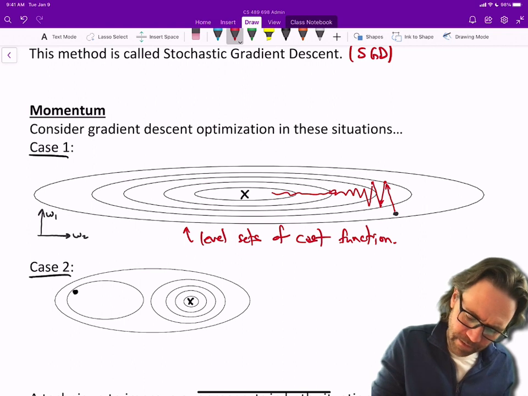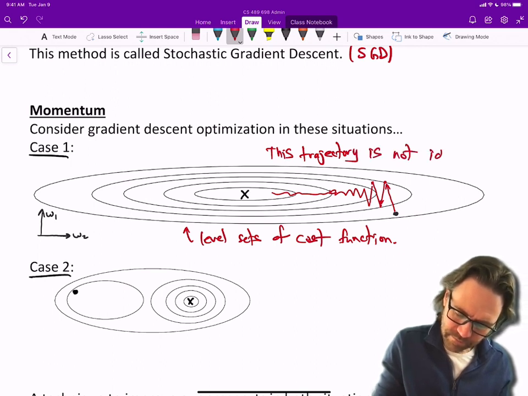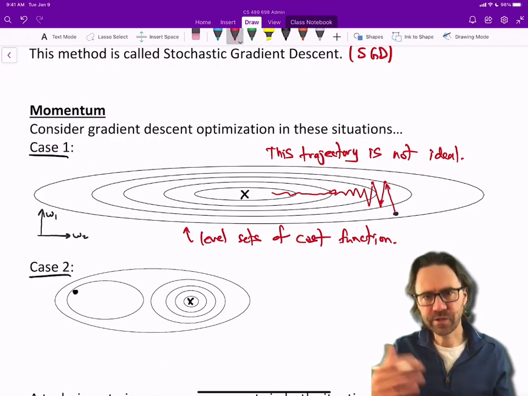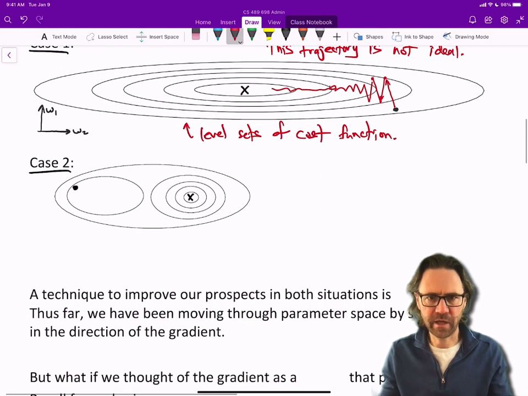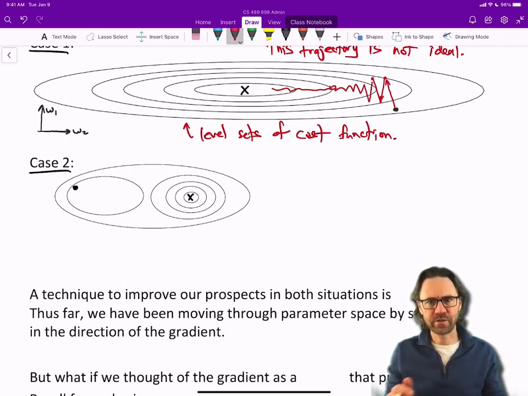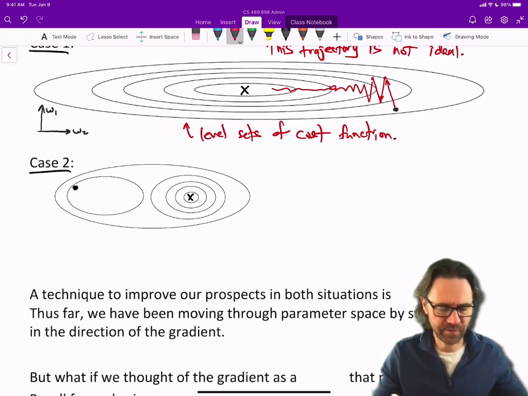Okay, so this trajectory is not ideal. That's case one. Case two, similar sort of thing, except now we're starting over on this one side, and there's a shallow, sort of less preferred and higher local minimum on the left here.